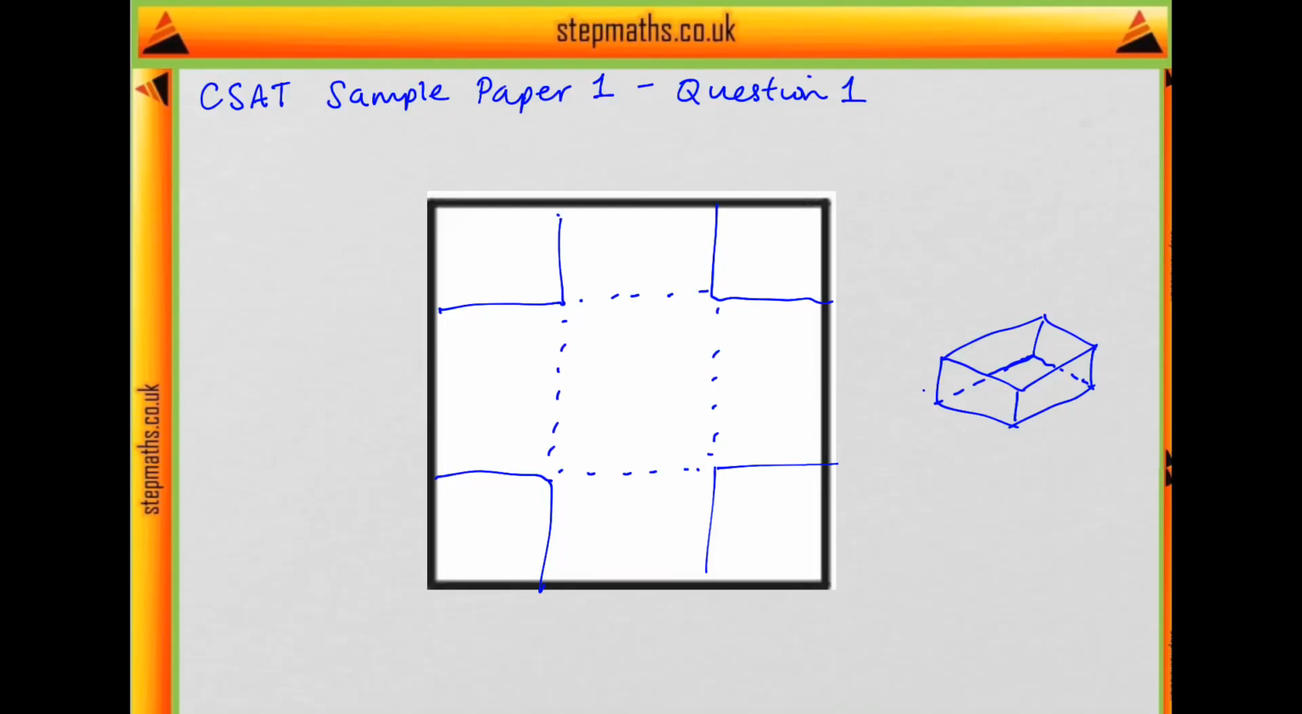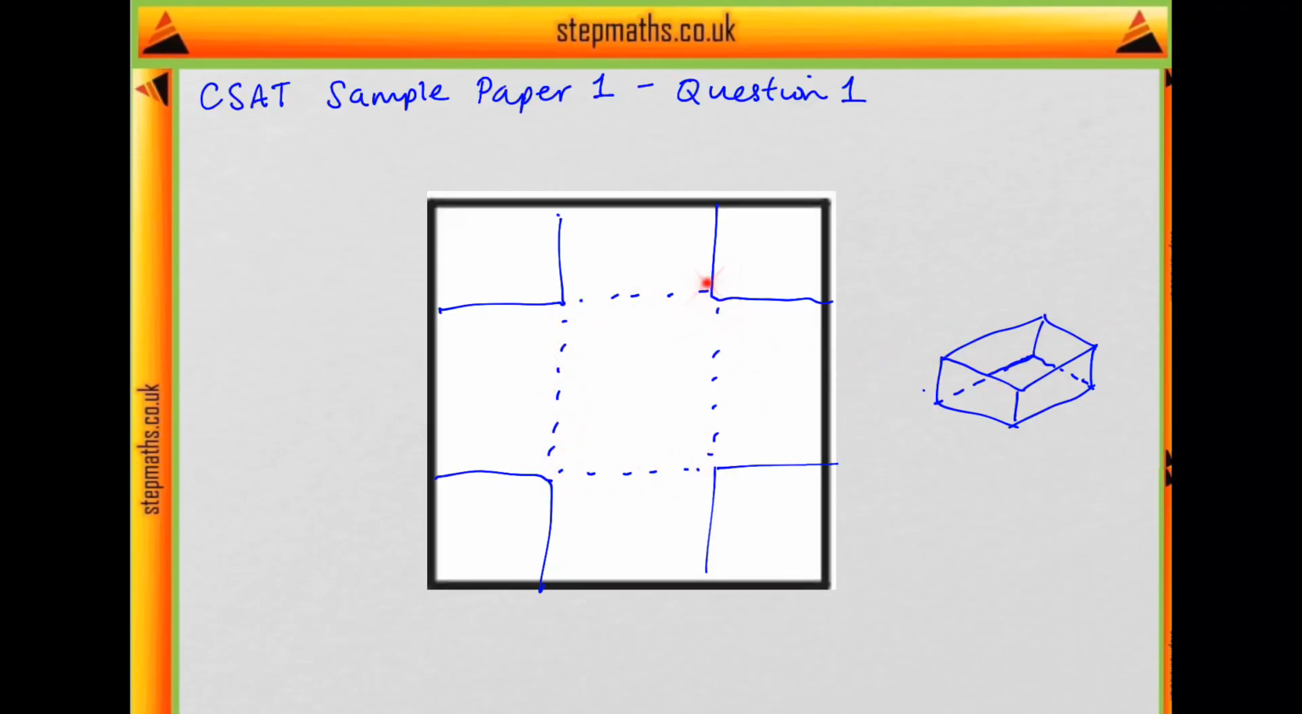This is question 1 from the first CSAT sample paper. In this question we've got a square, the side lengths we're told are 10 centimetres, and we're told to cut out the corners and then fold it up to make a box. So our box is looking like this.